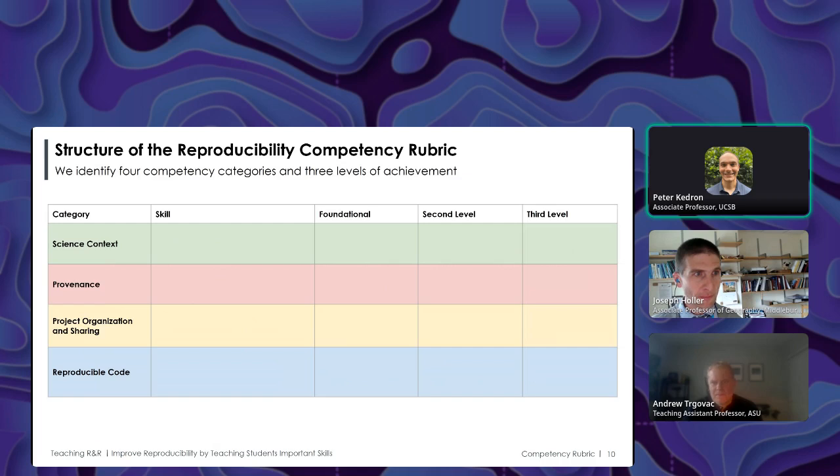We have our vertical rows running down here. These are our big different competency areas. And then within those competency areas, we identify specific skills in the first column. And then we have different levels of achievement or learner outcomes running along the remaining columns. So foundational level, basic understandings, second level, something intermediate, and then very advanced, third level skills.